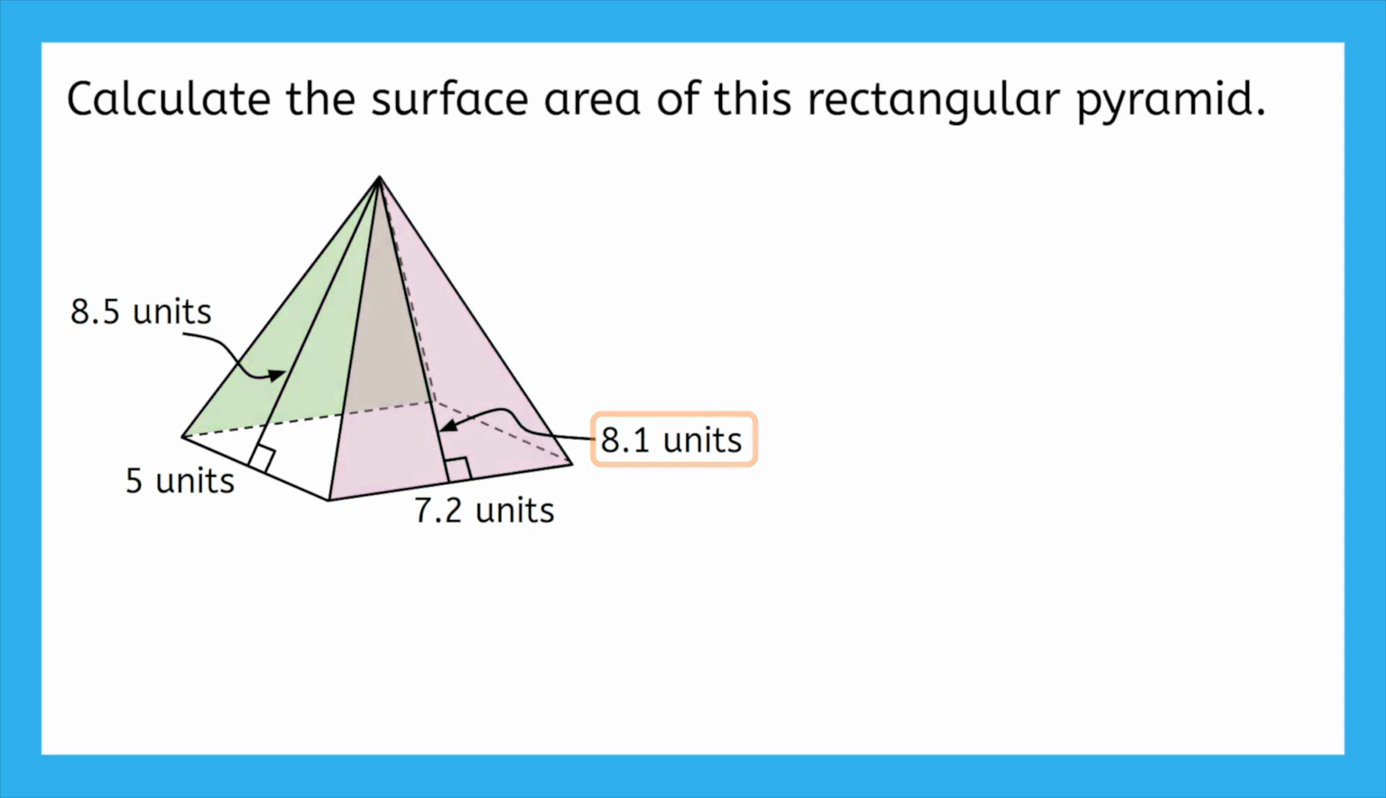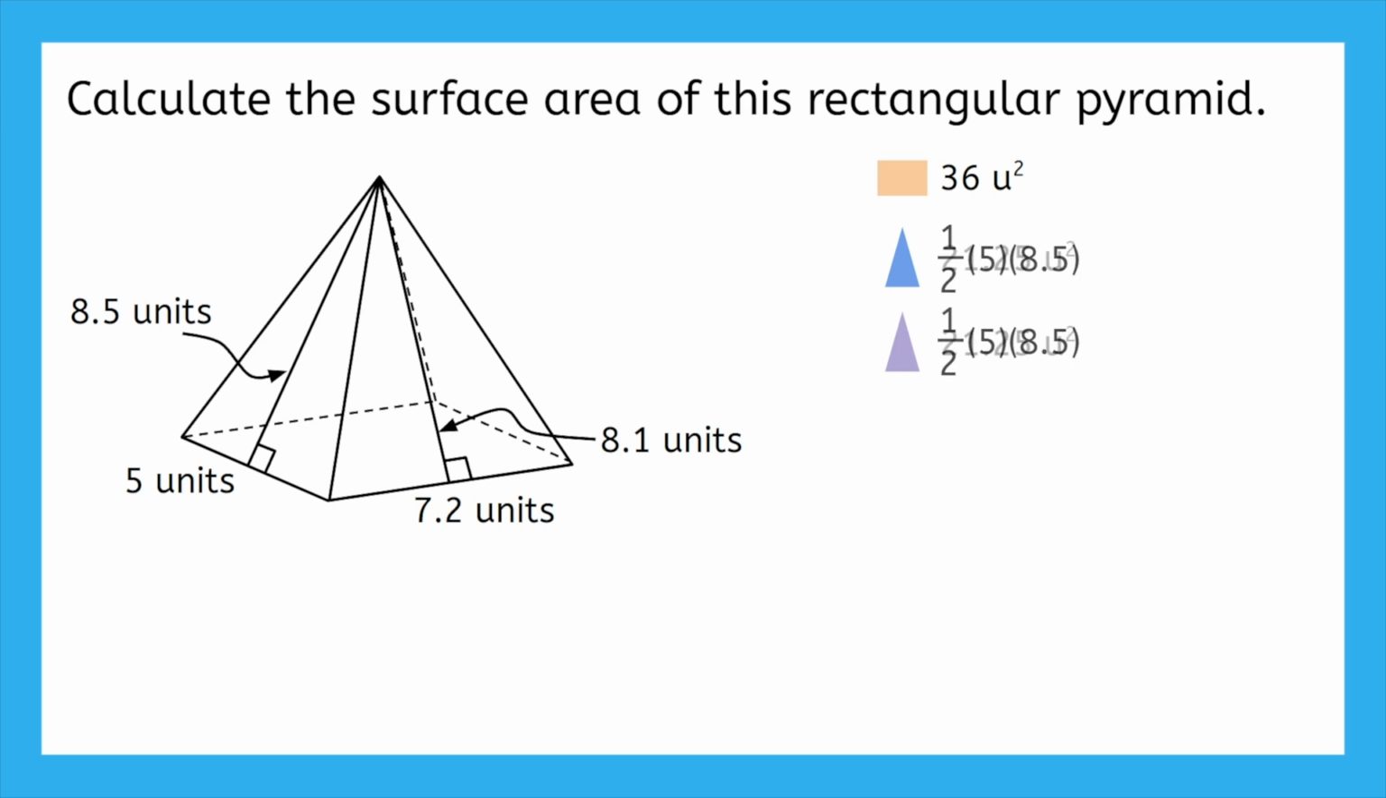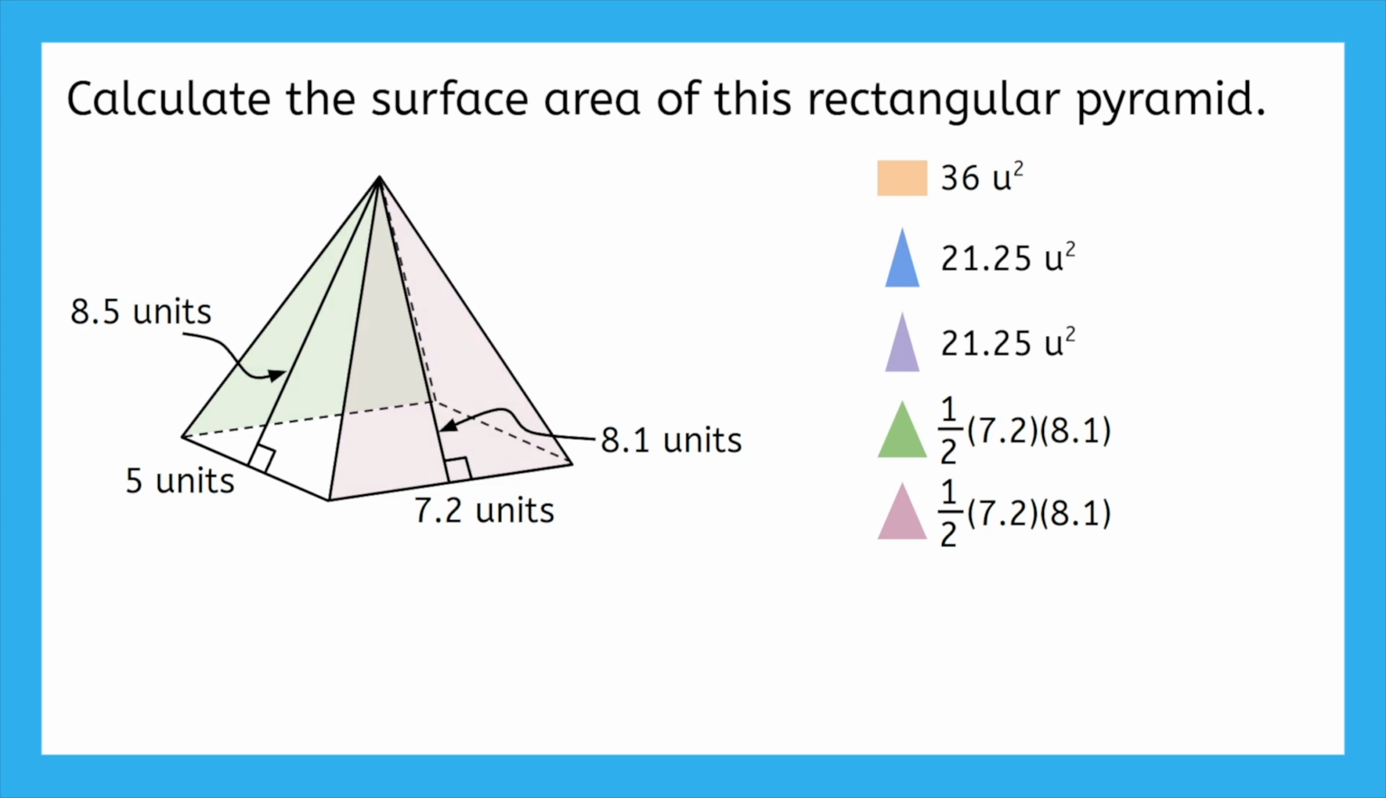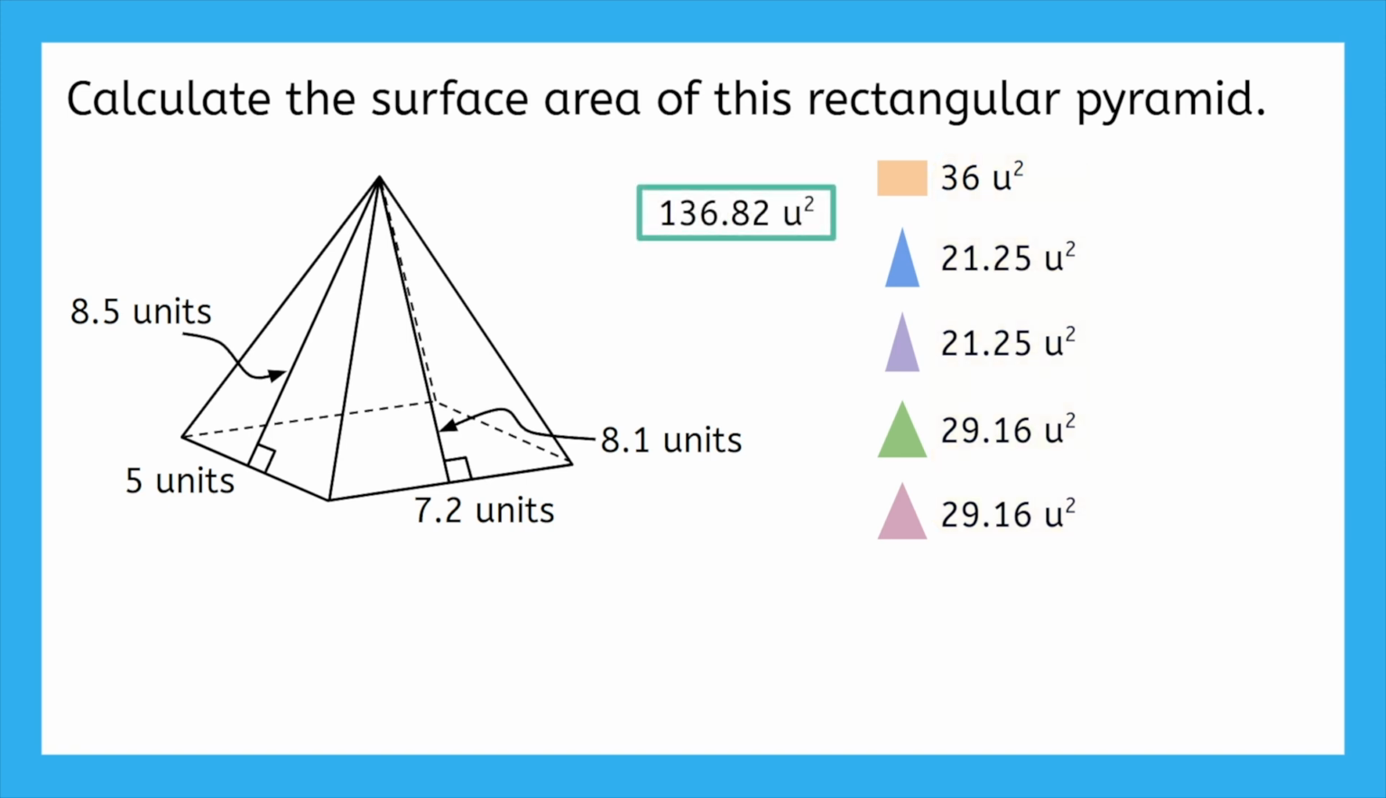Go ahead and take it from here. Pause the video so you can calculate the surface area of this rectangular pyramid. The rectangular base has an area of 36 square units. These triangular faces each have an area of 21.25 square units. And these triangular faces have an area of 29.16 square units. Now, we could just combine all these areas together, which gives us a total surface area of 136.82 square units. Nice work so far.